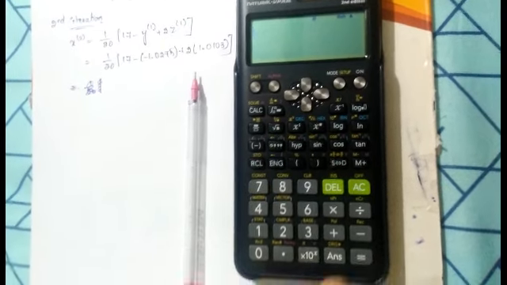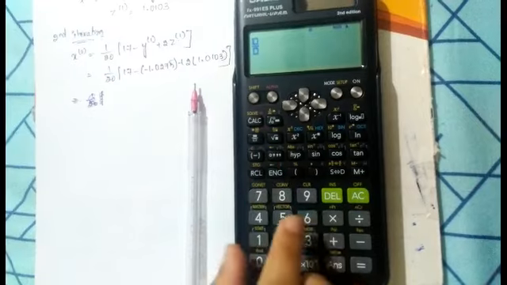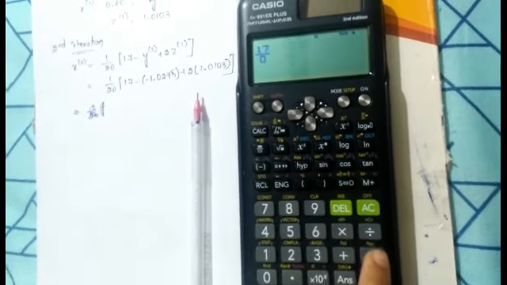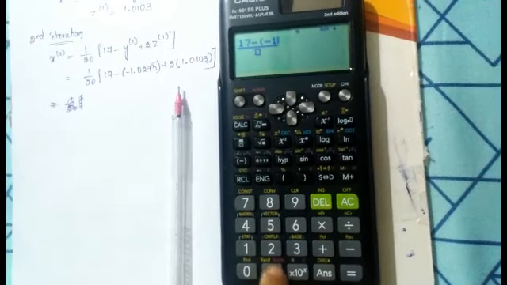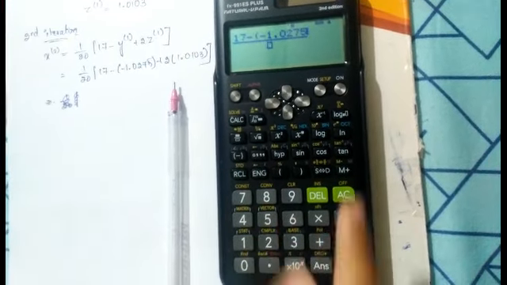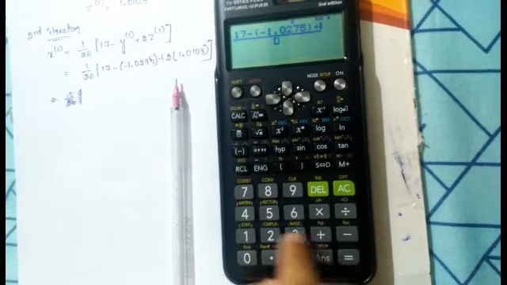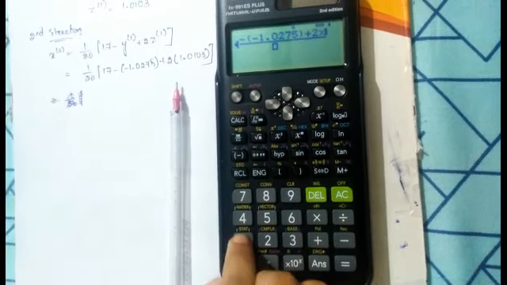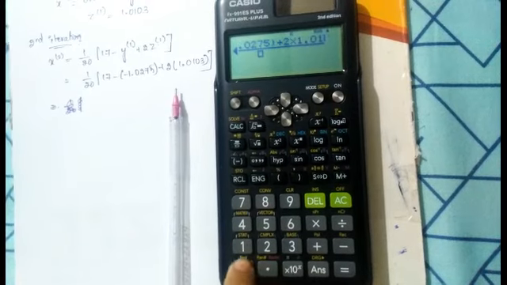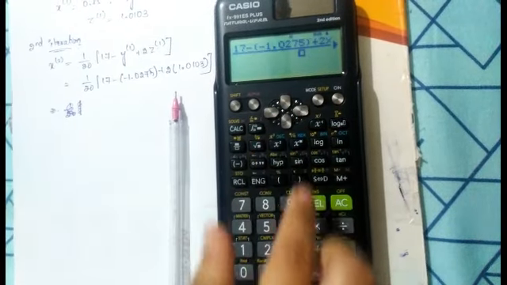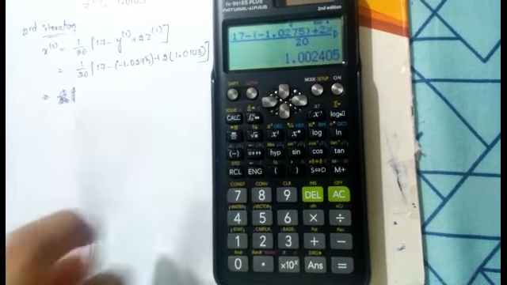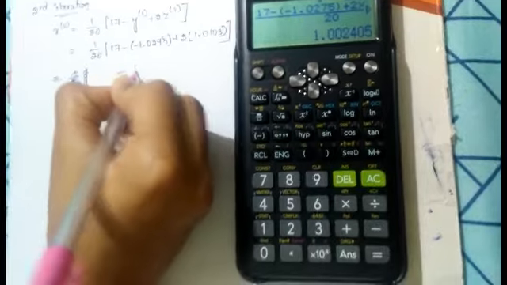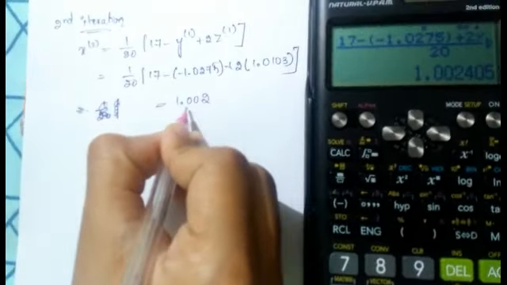Enter the values. 17 minus, open brace, minus 1.0275 and close the brace, plus 2 into 1.0103. Get the cursor into the denominator and enter the value 20. That is equal to, you got the value as 1.002. Up to 3 digits is enough.